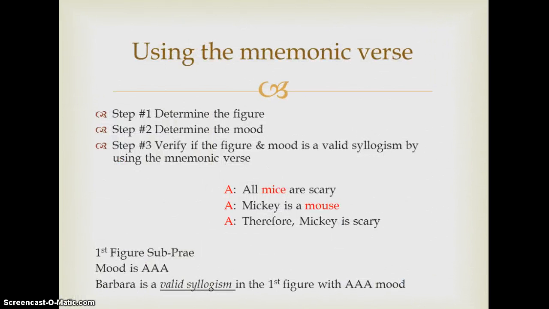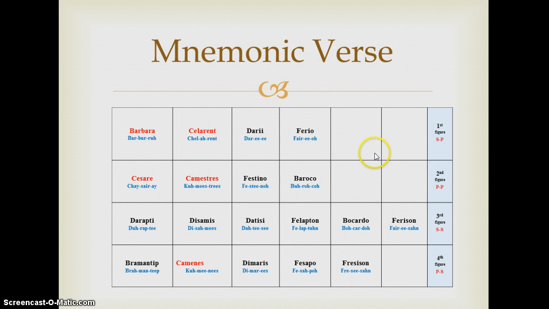First look and determine the figure, because the figure is going to tell you which line to look on the verse. The first figure, second, third, or fourth. First line, second, third, or fourth line. Once you know the figure, then look at the mood. Look at the vowels, the 3 vowels that comprise the syllogism in the proper order, major, minor, conclusion. And then look and see if that is on the list. If we were looking at a third figure, look and see if it's one of these. If it's not, then the syllogism is invalid.